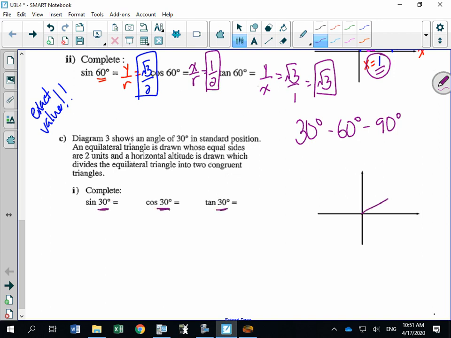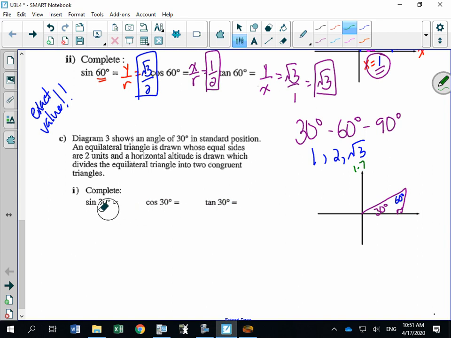So I say, okay, I'm now going to draw a 30-degree angle. Here's my 90 degree, and this guy would have to be 60. So I'm going to do my same counting, 1, 2, root 3. You guys will just eventually memorize that root 3 is 1.7.